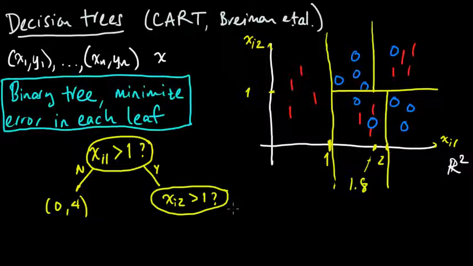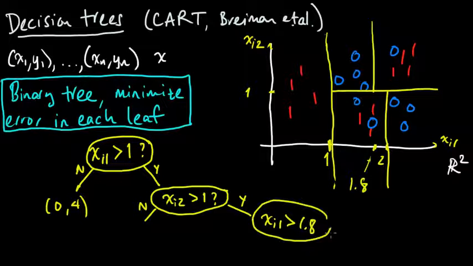So the next one is xi2 greater than 1? If yes, we're going to go that way. No, we're going to go this way. So if it's greater, we're up here, and we have to split one more time. So is xi1 greater than 1.8? That was that one. We get yes and no. So the yes, when it was greater, that leaves these.